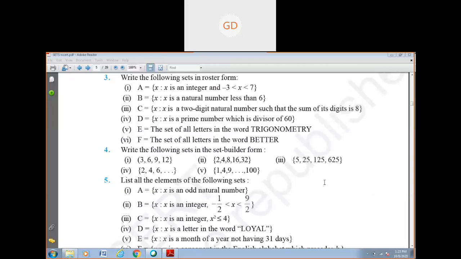Sub question 4: 2, 4, 6, it's very simple. All even numbers are here, or you can write multiples of 2. So x such that x is equal to twice n, n belongs to capital N, that is, n is a natural number. Because all are even numbers, all multiples of 2 are here.